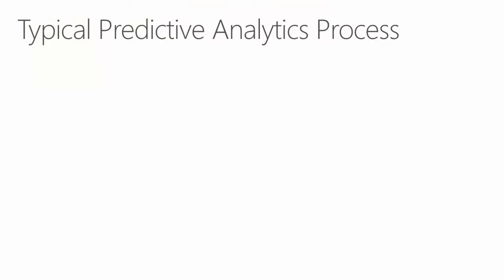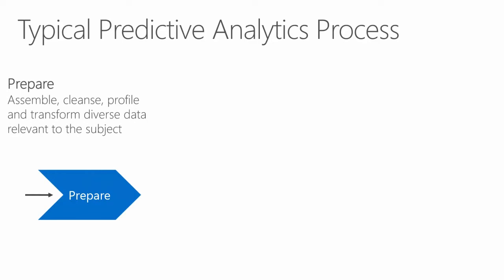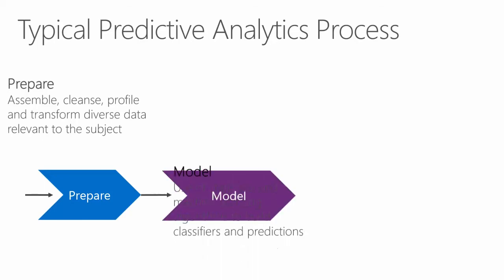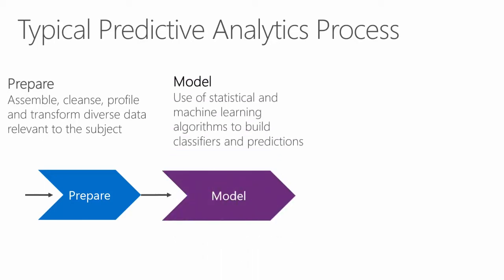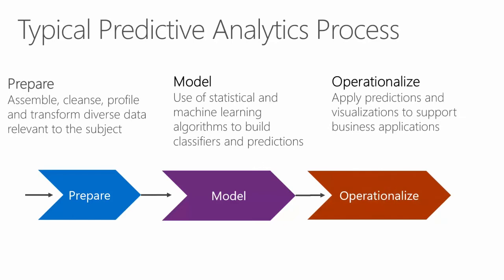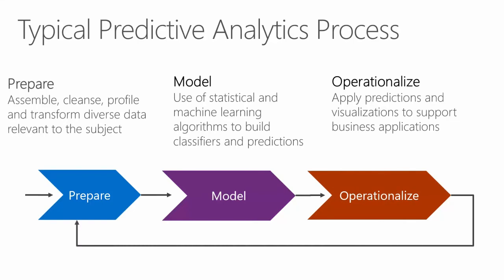A typical predictive analytics process involves 3 steps. At step 1, to prepare involves assembling, cleansing, profiling, and transforming diverse data relevant to your subject. At step 2, the modeling will use statistical and machine learning algorithms to build classifiers and predictions. And then at step 3, to operationalize would be to apply predictions and visualizations to support business applications.